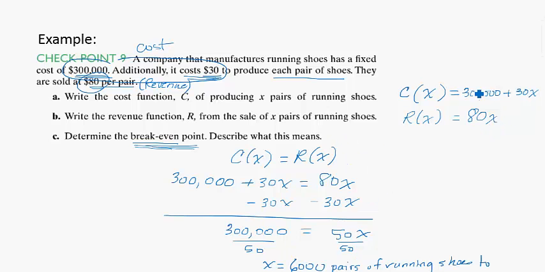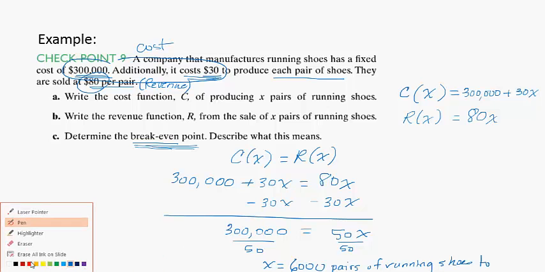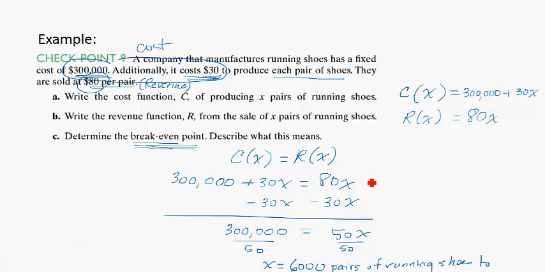So now let's go back and substitute that back into one of these equations. Either one, either your cost function or your revenue function. It does not matter because this is the first thing we did. Now we're going to go back and substitute. It doesn't matter which one because remember you found the value that makes these two equations equal. So if I go back and substitute, my revenue when I sell 6,000 shoes is 80 times 6,000. And when I calculate that, I get 480,000.